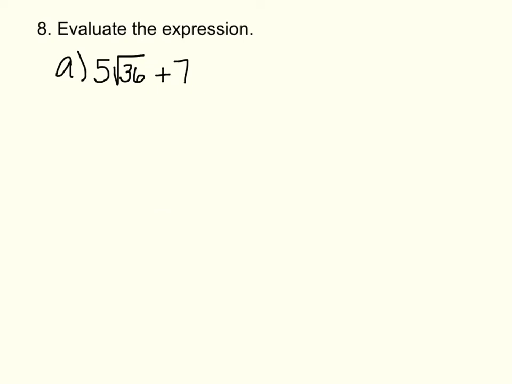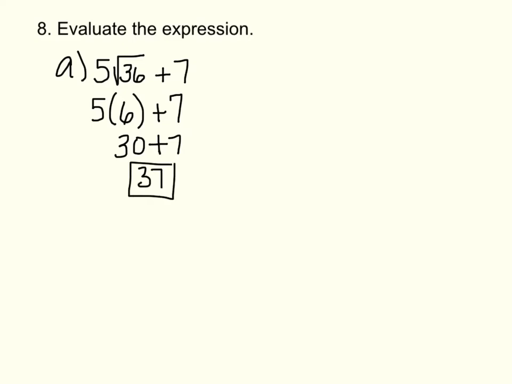The next section, we are going to evaluate each expression. So what we're going to do is take the expression and just simplify it. So in 8a, 5 times the square root of 36 plus 7. Well, 5, and then we know the square root of 36 is 6, plus 7, and then 5 times 6 is 30, plus 7 would be 37. Super easy.